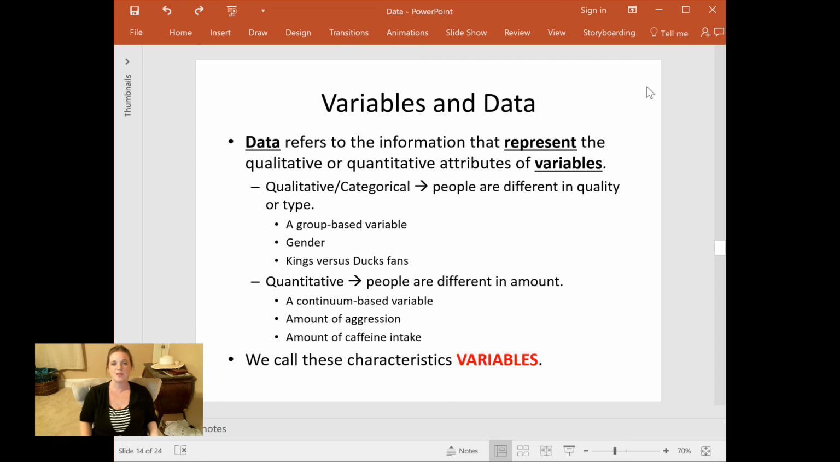Other vocab terms that you need to make sure you know is the concept of a variable. It can be a little bit of a confusing concept. And so let me try to break it down for you. A variable is a way that people can be different. It's a question you can ask about somebody. The variable is how they can be different. For example, hair color, right? Hair color is a variable.